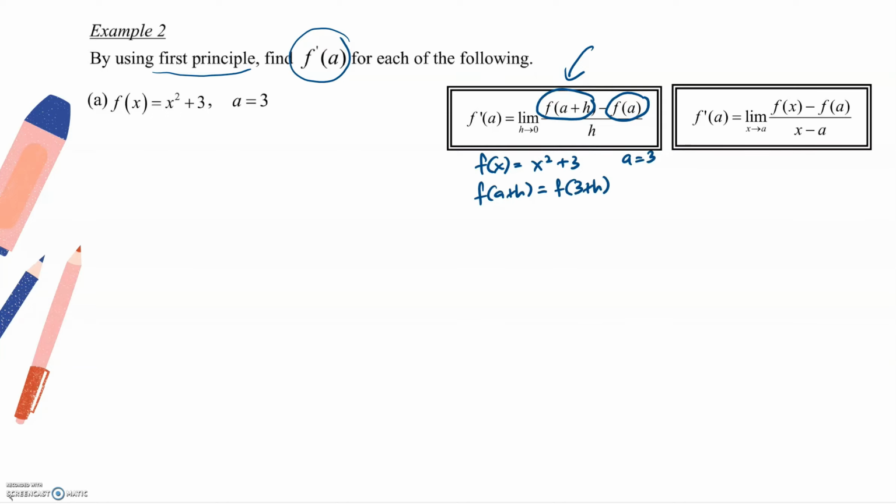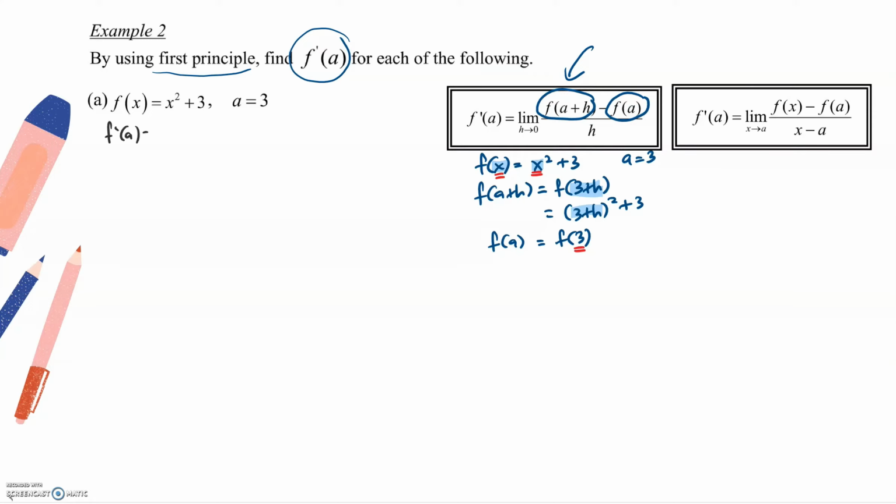We have here x and this will be x. So if we need to find f(3 plus h), this will be (3 plus h) squared plus 3. So 3 plus h and 3 plus h over here. What is f(a)? So f(a) is equal to f(3). So f(3) means that we need to substitute 3 in x. Okay. So we try to do this example.